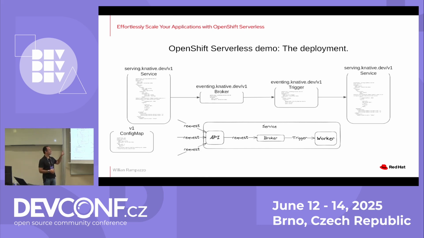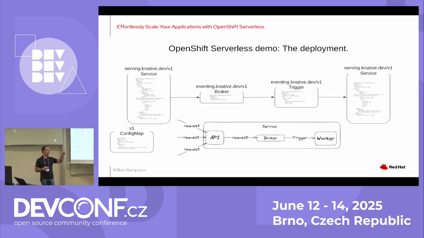And these are the YAML files. Obviously, you cannot read it because it's small, but I put it this way just to show you that it's the same as our diagram of the application. So we have the API here, which has its YAML and a config map that will have the address of the broker. Then we have the YAML for the broker.